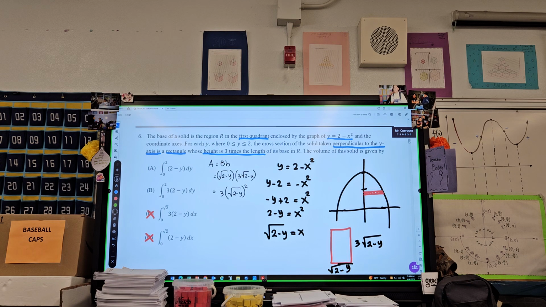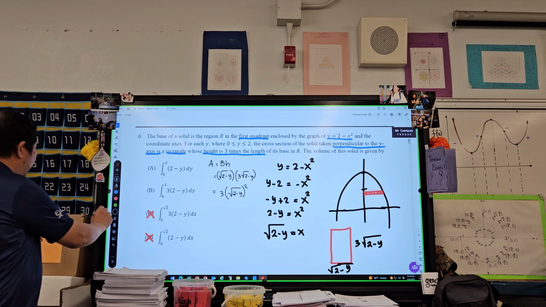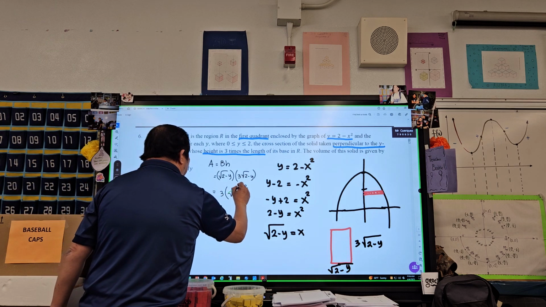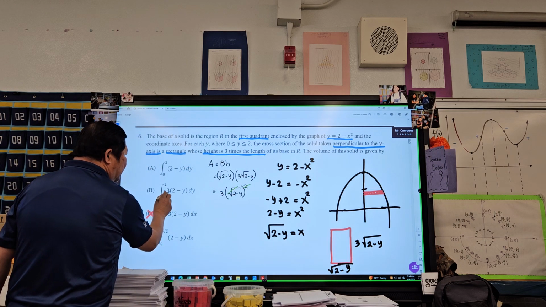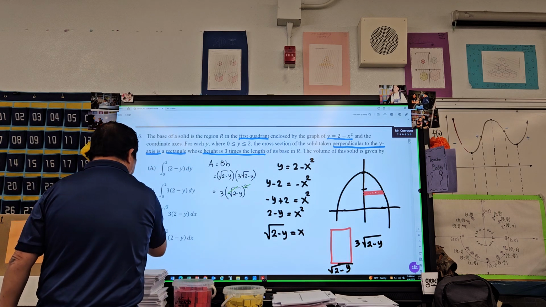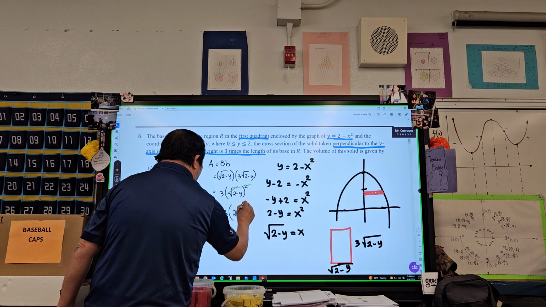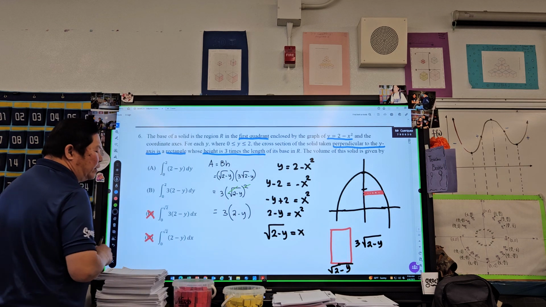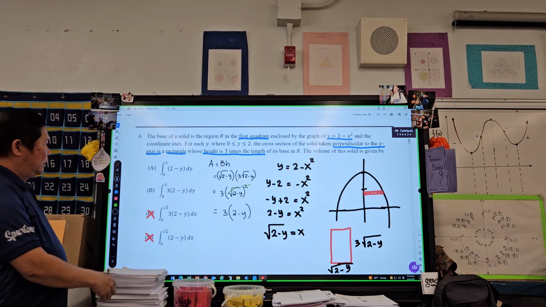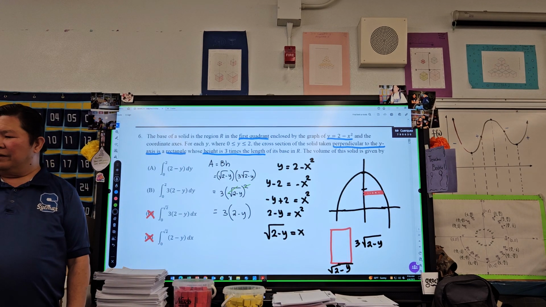You get me now? So what cancels out? The radical and the square. Okay, the radical and the square. So we have now this expression. Area is 3 times 2 minus y, which is this one. So it's gonna be dy.